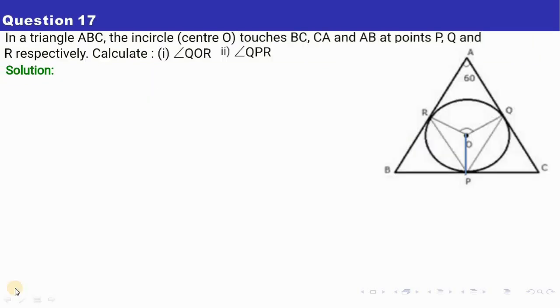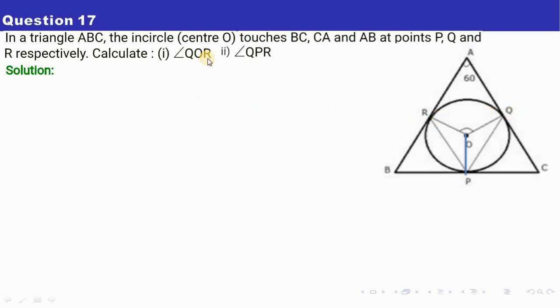Okay, let's have a look at question number 17. In a triangle ABC inscribed in a circle, it is again the same case, but instead of a right angle triangle, there is another triangle given where one of the angles is 60 degrees. Each side of the triangle touches the circle: side BC touches at P, side CA touches at Q, and AB touches at R. So that's what is given.